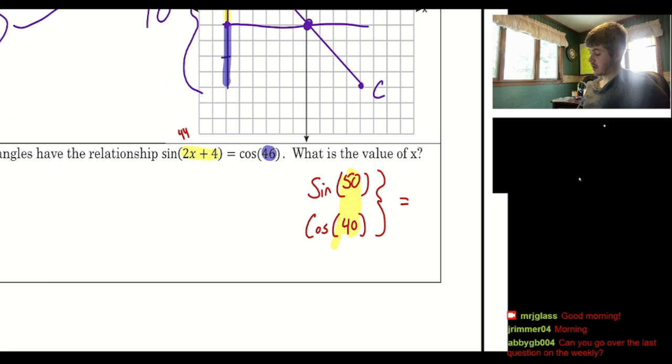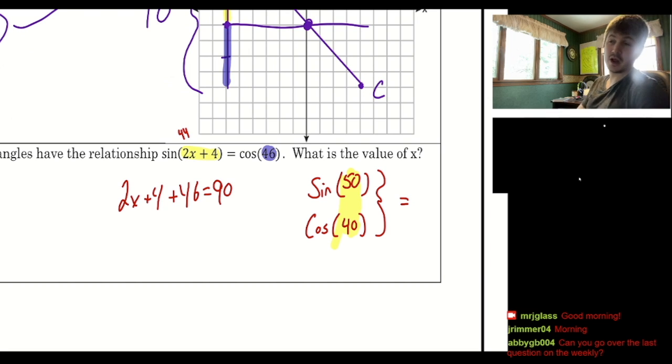But the way we've done it in class was we just took the two expressions, 2x plus 4 plus 46, and set it equal to 90. That's how you do that one. A little deceiving because, yes, it uses sine and cosine, but it had nothing to do with SOHCAHTOA. So hopefully that helps. I trust you can do that algebra.